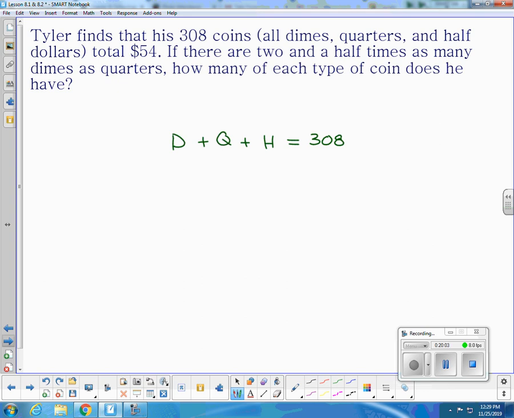The next equation, we're going to talk about money. How much is a dime worth in dollars? Cents. So we're going to put 0.10D plus 0.25Q plus 0.5H equals $54. There are 2.5 times as many dimes as quarters. So the number of dimes equals 2.5 times the number of quarters.